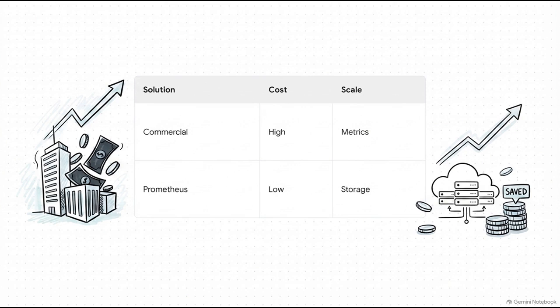Now, contrast that with self-hosted Prometheus. Assuming you have properly sized your infrastructure, you're typically looking at maybe $50 to $150 a month, and it only scales with your storage needs. We're talking about tens of thousands of dollars in annual savings here.